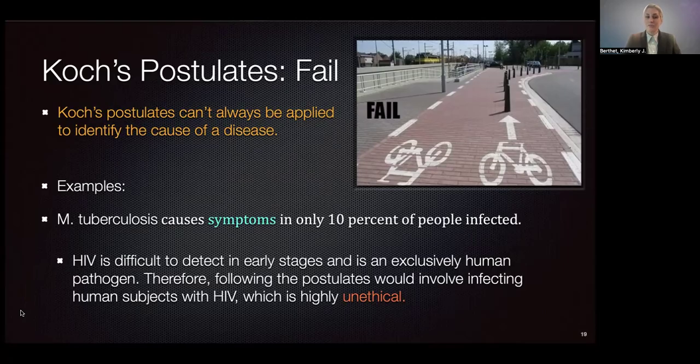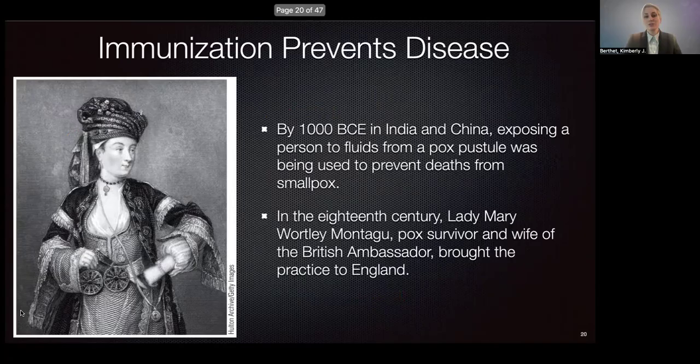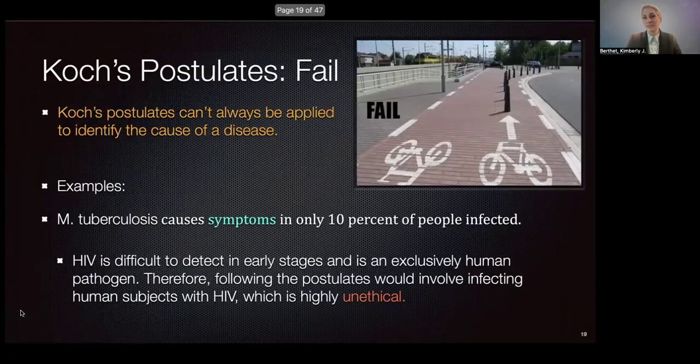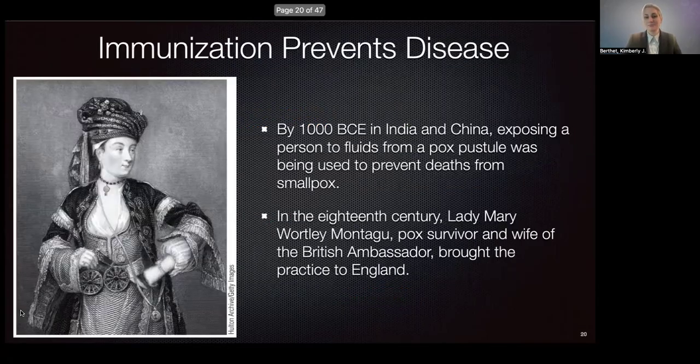On the other hand, we have issues where we wouldn't be able to directly test on a model organism. So for HIV, we don't really have a model organism to test HIV on that has the same signs and symptoms, and we couldn't be testing this on humans. So we see that it can fail in a few situations. We also have more molecular techniques today that help us understand the causality between a microorganism and disease.